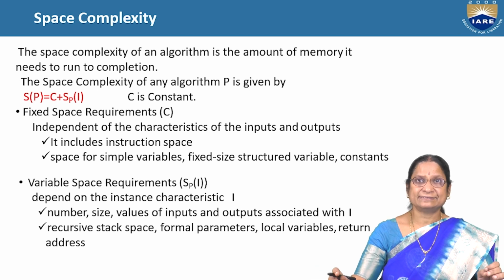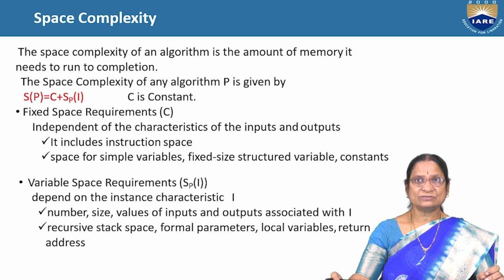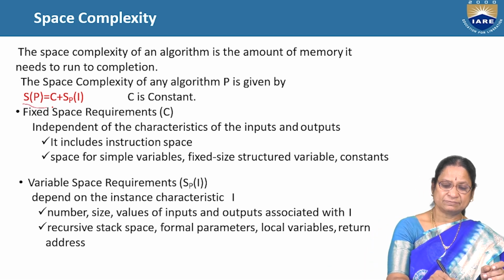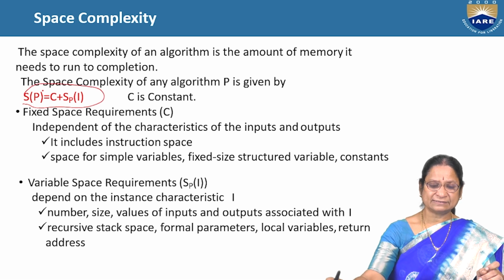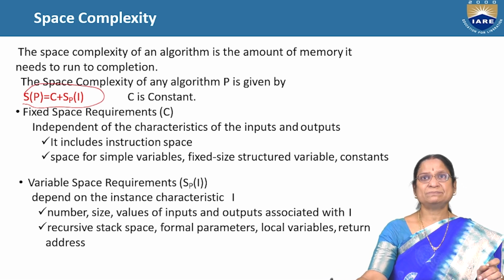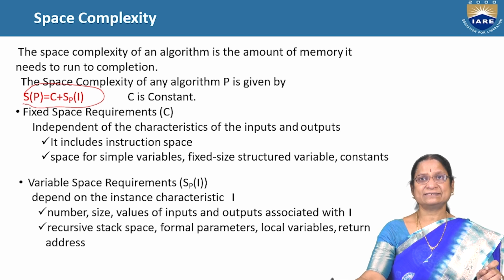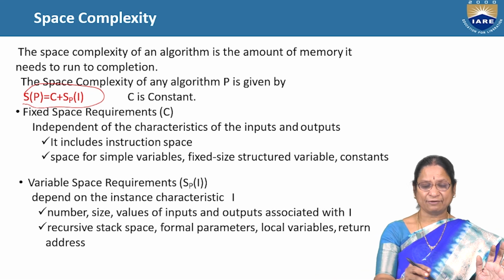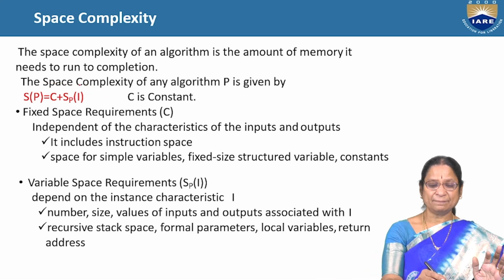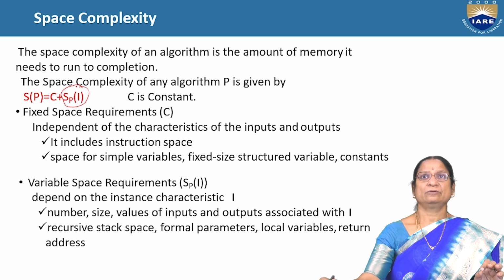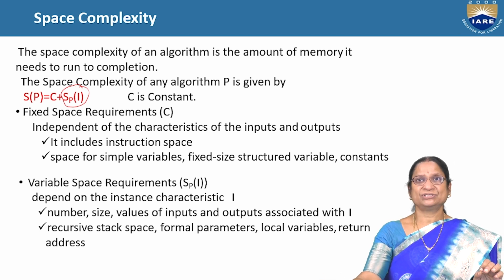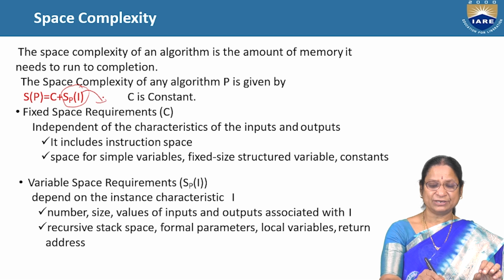It's analyzed actually. So the space complexity of any algorithm P is given by the equation: space of that particular algorithm P is equal to C plus SP of I, where C is considered as a constant. Constant means irrespective of the input instance. Whatever input you are going to provide, this C is going to have a fixed value. But depending upon the instance, your SP of I keeps on changing. What is I? Instance, input instance.